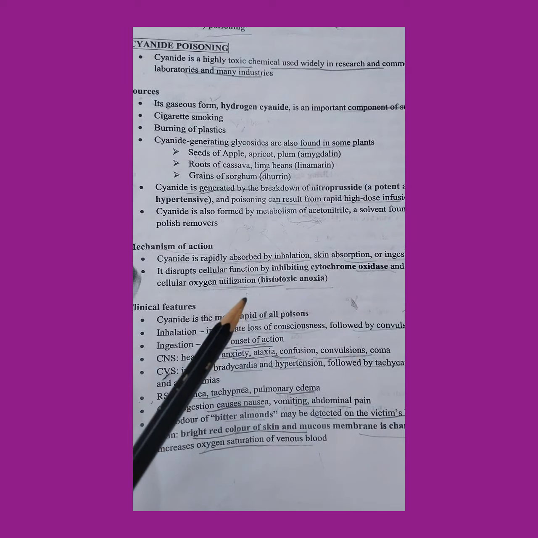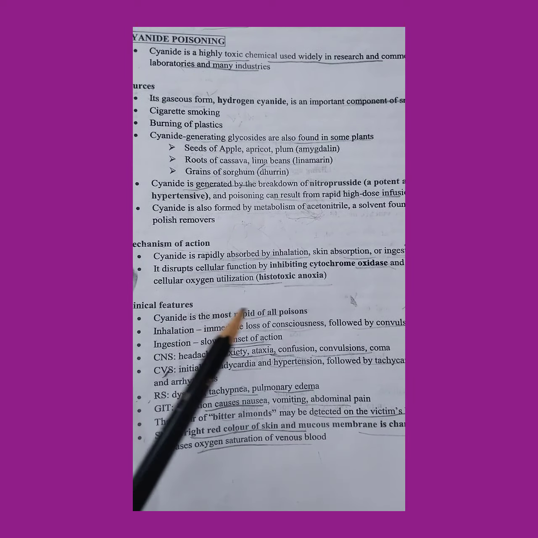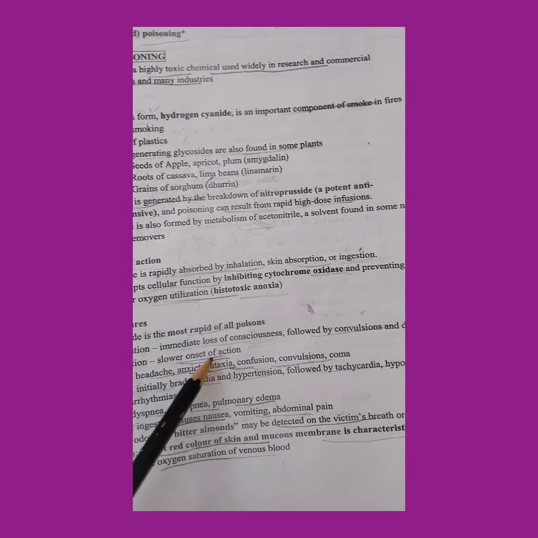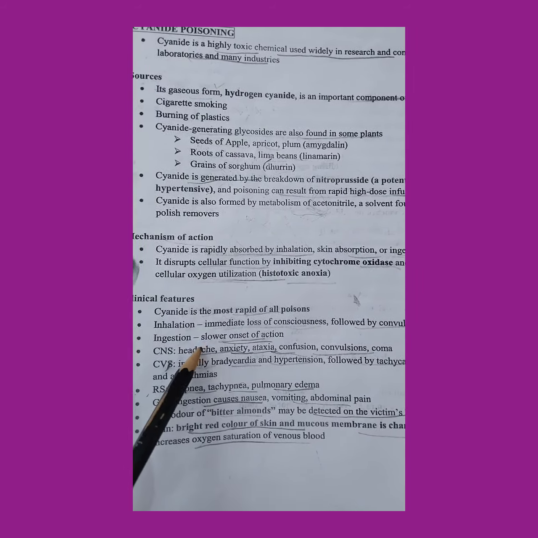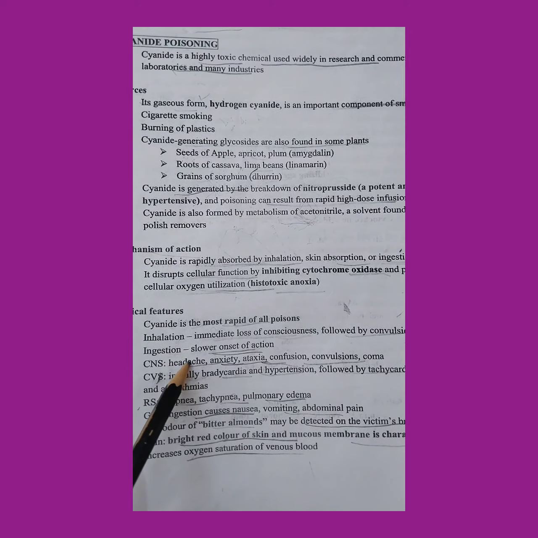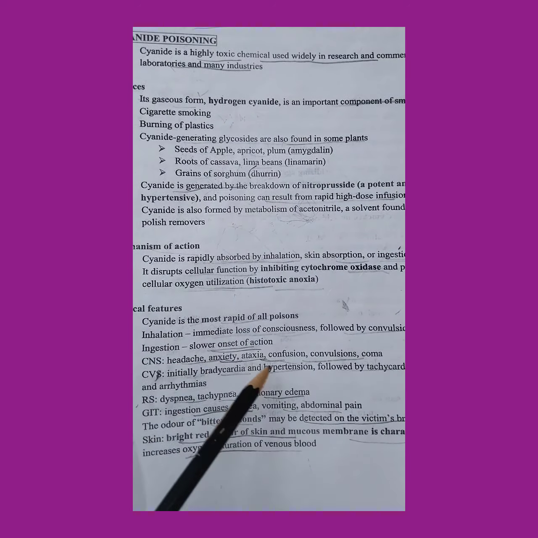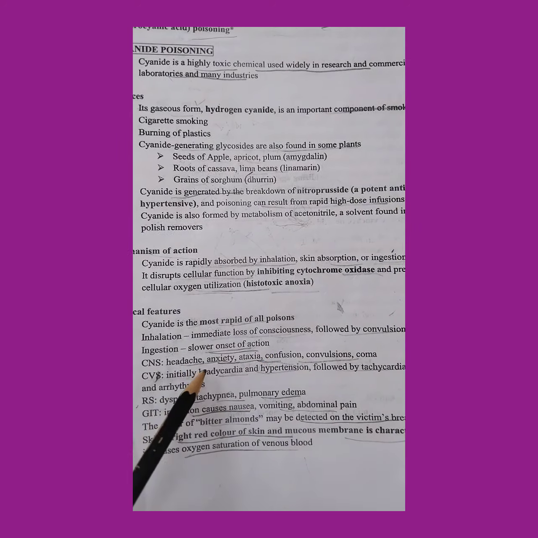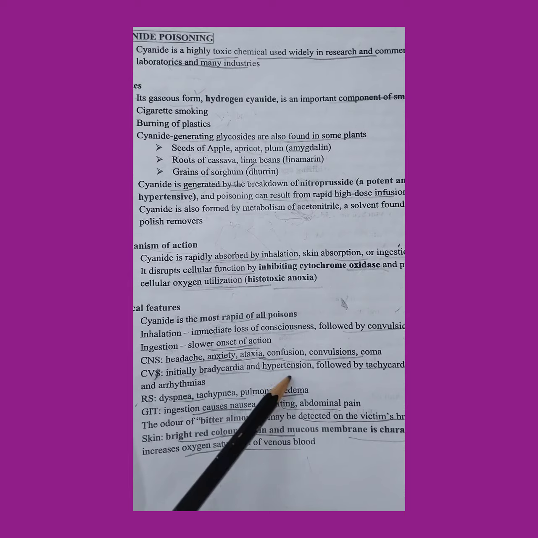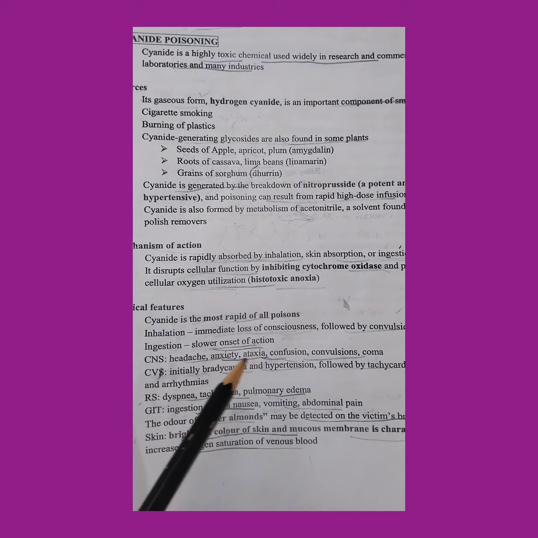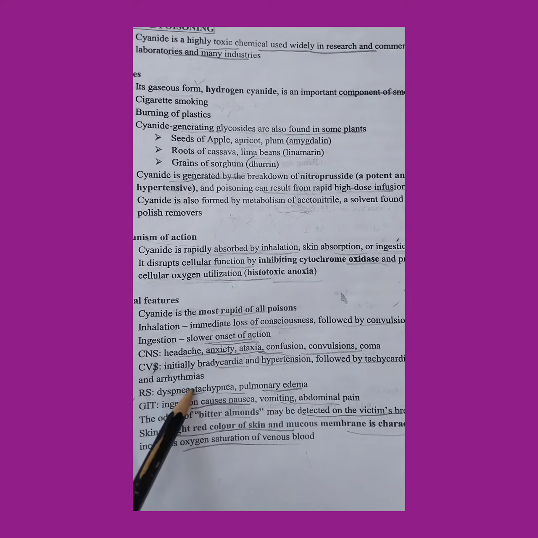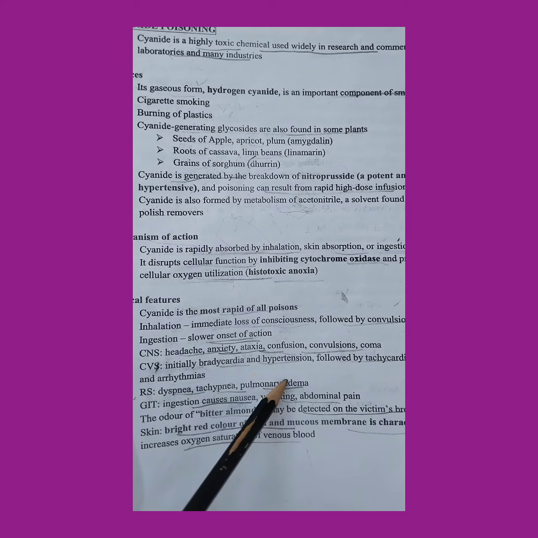Cyanide is the most rapid of all poisons. On inhalation it causes immediate loss of consciousness followed by convulsions and death. With ingestion, there is a slower onset of action. CNS effects are headache, anxiety, ataxia, confusion, convulsions and coma. In the CVS, first there will be bradycardia and hypertension, followed by tachycardia and hypotension, and arrhythmias will also be seen. In the respiratory system there will be dyspnea, tachypnea and pulmonary edema.